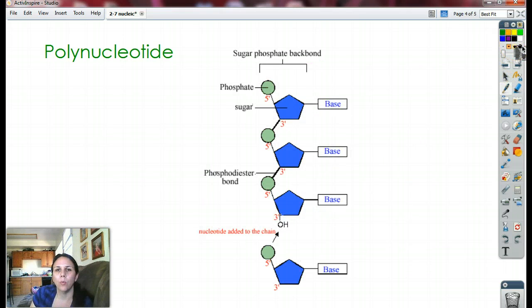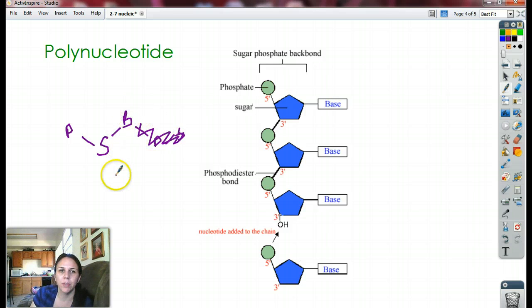Okay, now what if I chain them together? So remember, I've got a sugar, a base, and a phosphate. Now, how they hook together is a little bit different. The bases, you're not going to go like this, phosphate, sugar. It doesn't go like that, okay? The bases are just going to kind of hang out in the middle. So what you're going to do is go phosphate, sugar, phosphate, that's a P, sugar. And for every sugar, there's a base hanging out.